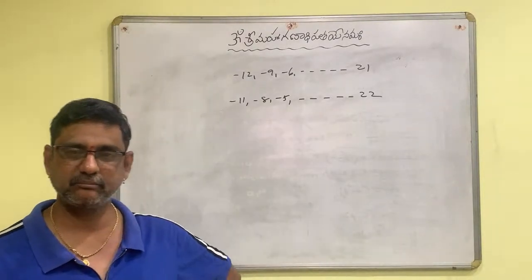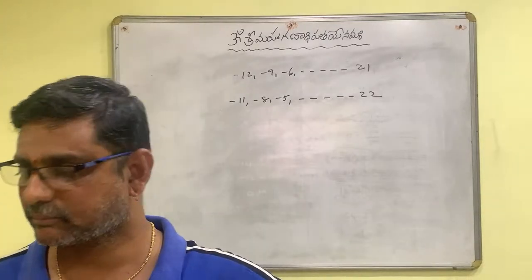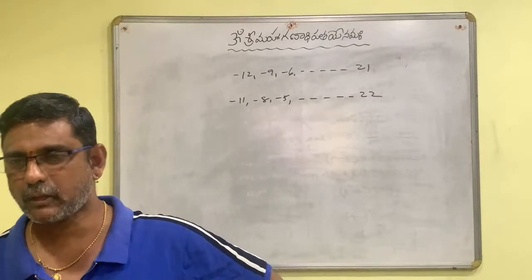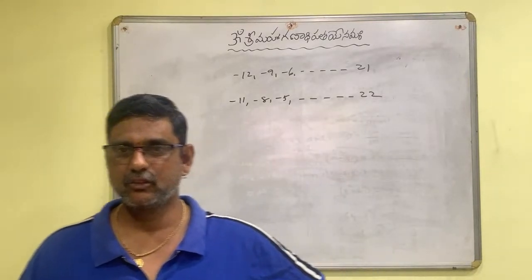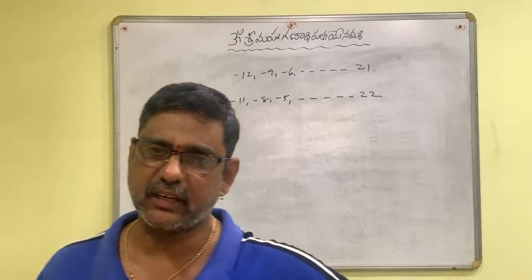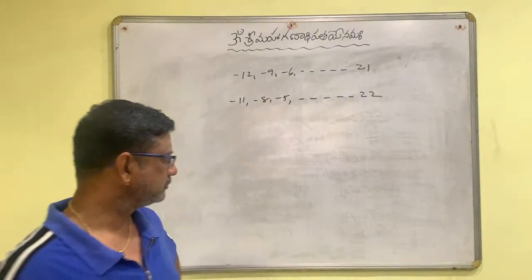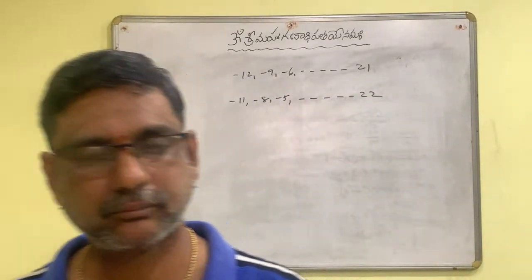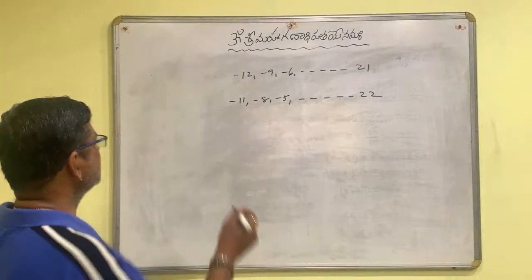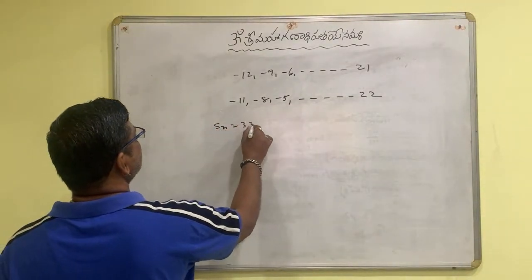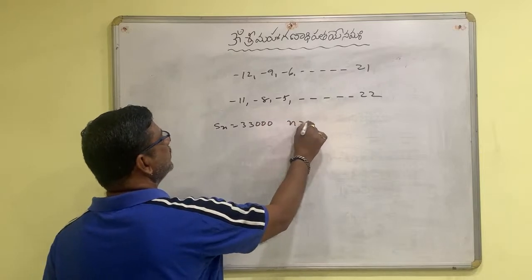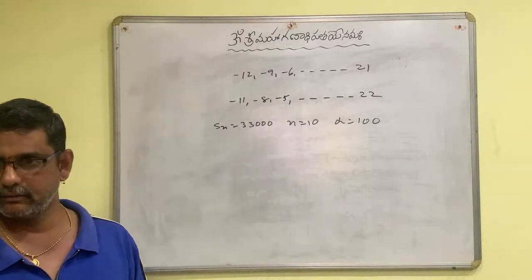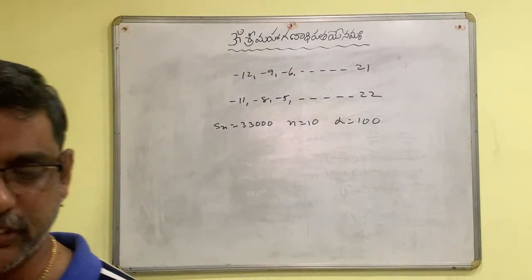No sir, okay. Cost only. So 3210 is Charmi's answer, is that right? Sn is 33,000, N is 10, D is 100. So find out A. Akansha's answer is 2850, which is right, right?